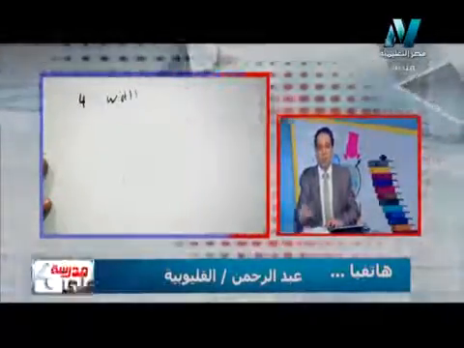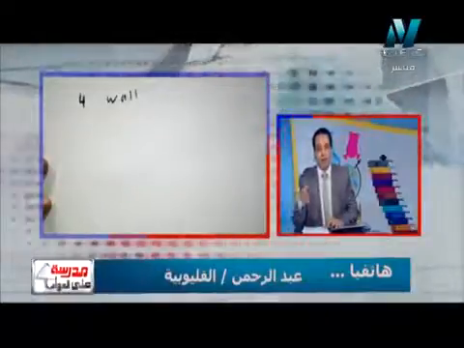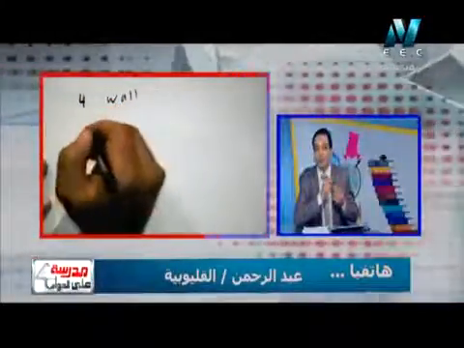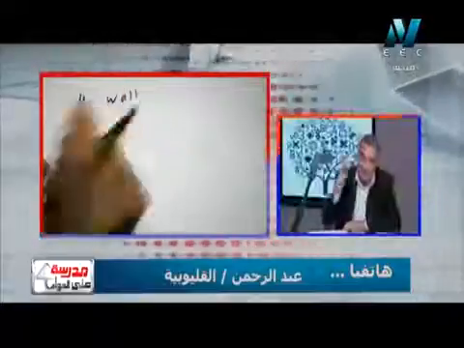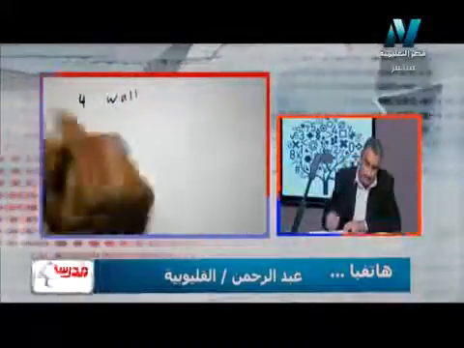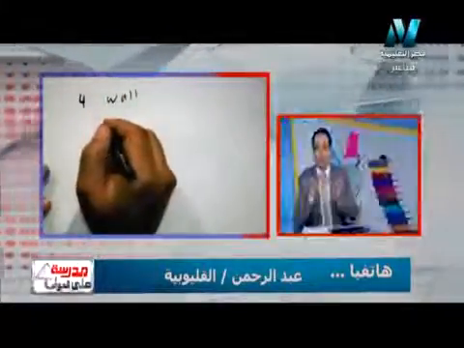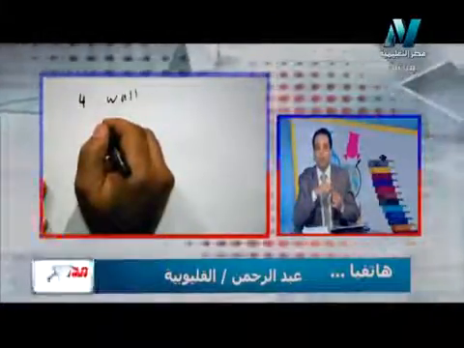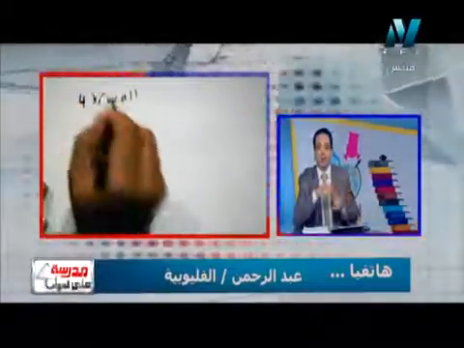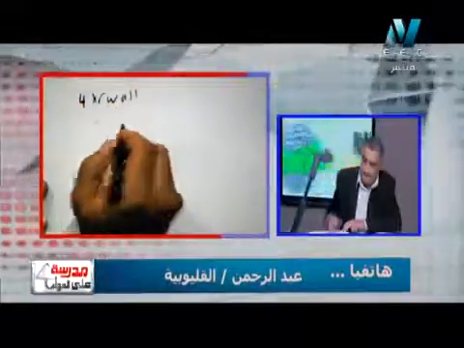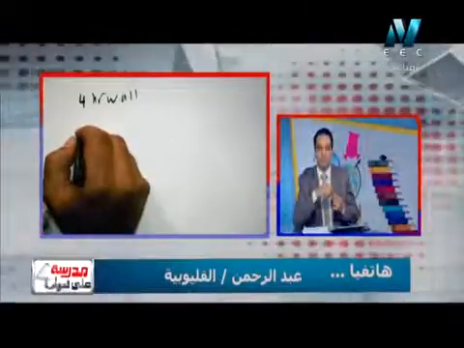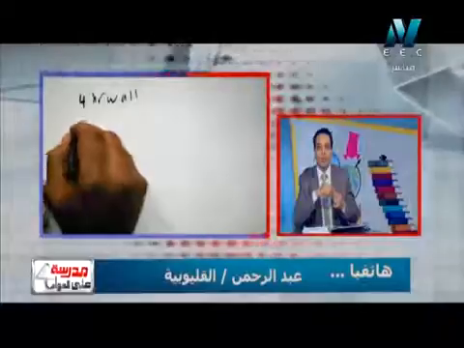عبد الرحمن المسألة دي في كتاب المدرسة؟ لا، المسألة دي مش في كتاب المدرسة. قولها لنا صح بقى عشان ما نضيعش وقت، ممكن يكون فيها خطأ. A worker can paint a wall in 4 hours. Another worker can paint the same wall in 2 hours. If they work together.